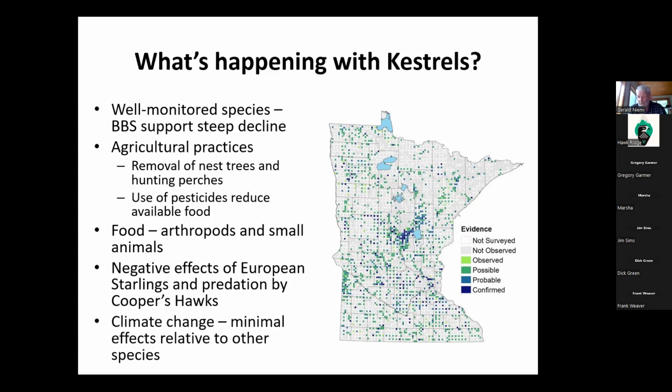Climate change, again, like the red-tailed hawk, we think has minimal effects because it's really widely distributed over the North American continent. So relative to other species, it would not be as affected. But it certainly was affected partly by DDT as well.